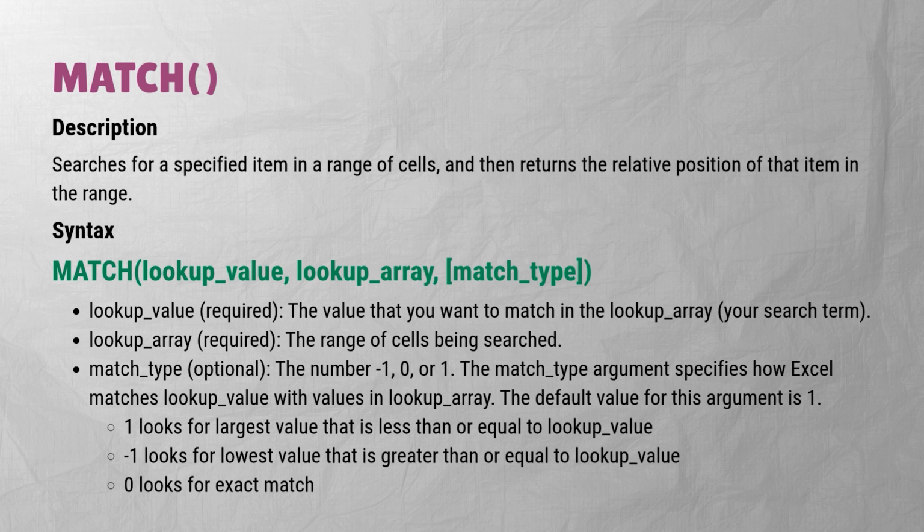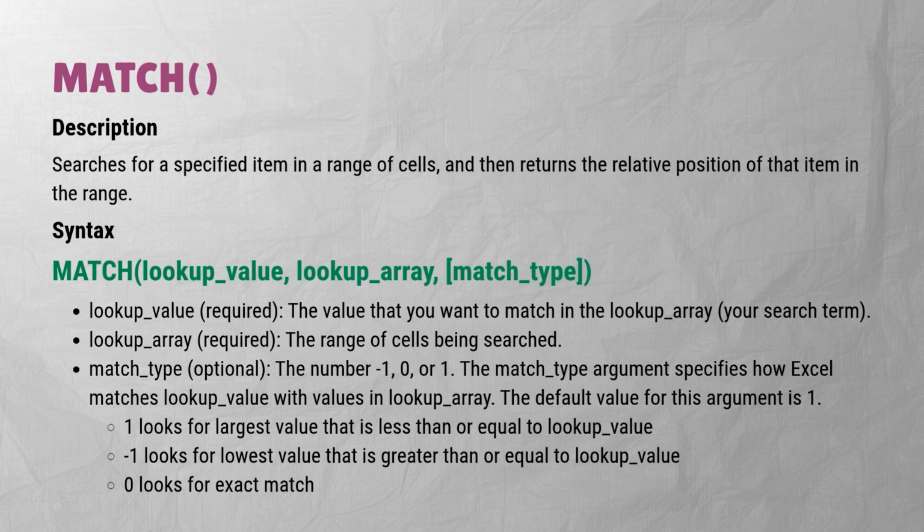It takes 3 parameters, and those are the lookup value. So this is what we're looking for, the lookup array. This is the range of cells where we're searching, and the match type, which is optional. It defaults to 1, but it can also be -1, 0, or 1. And this essentially specifies how Excel matches the lookup value to the values within the array.